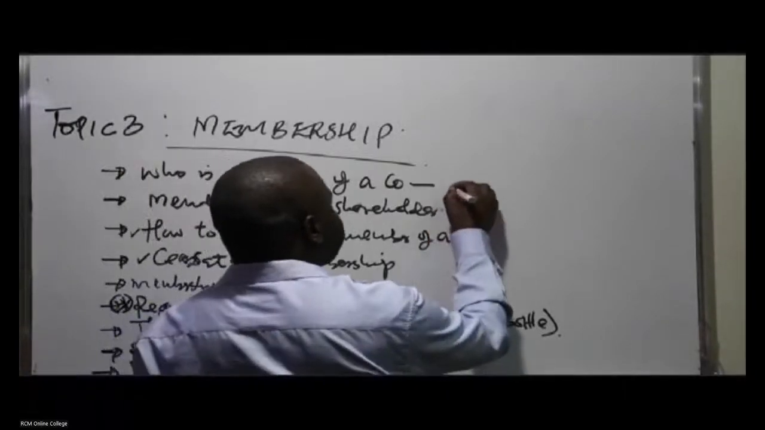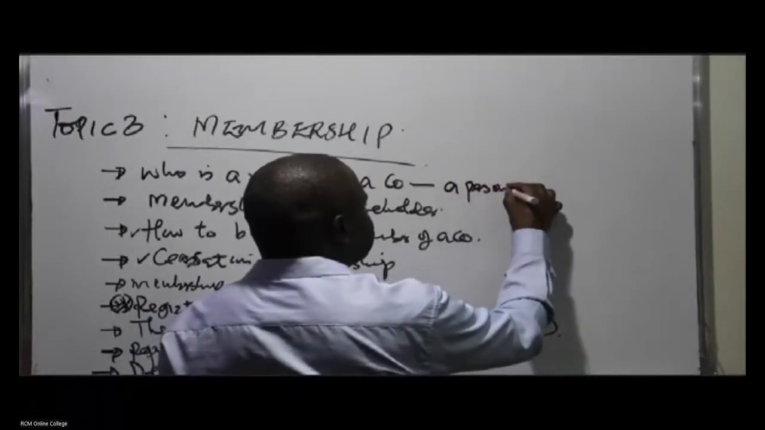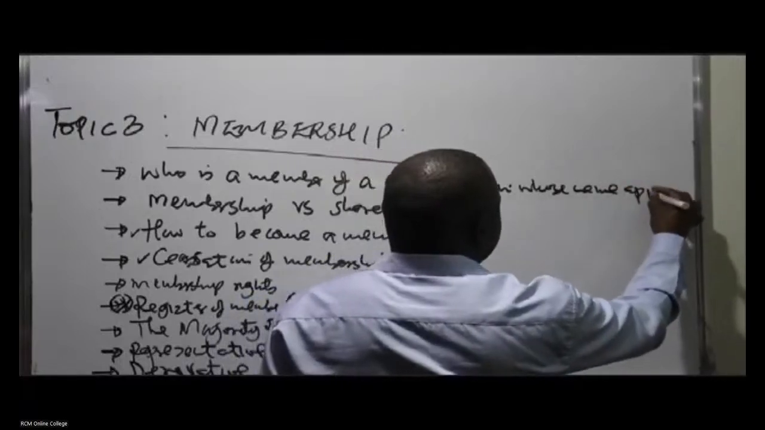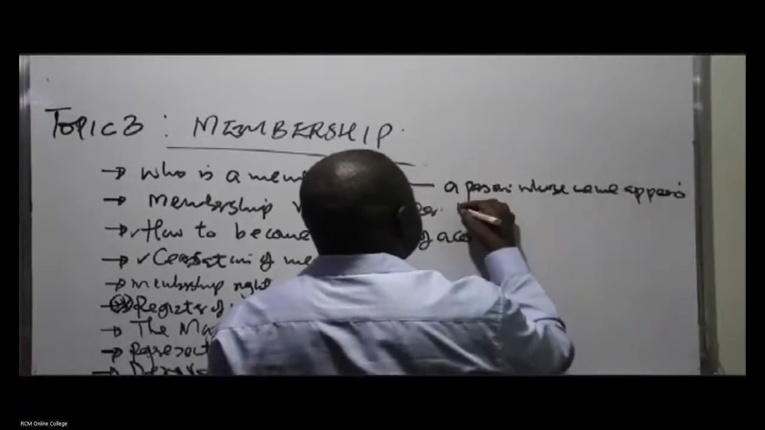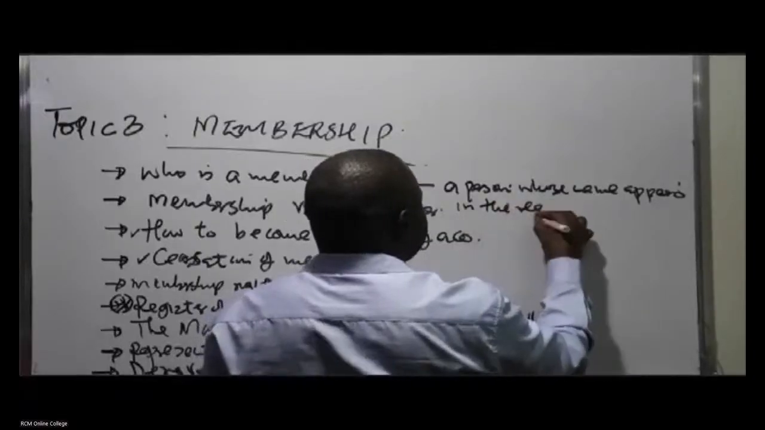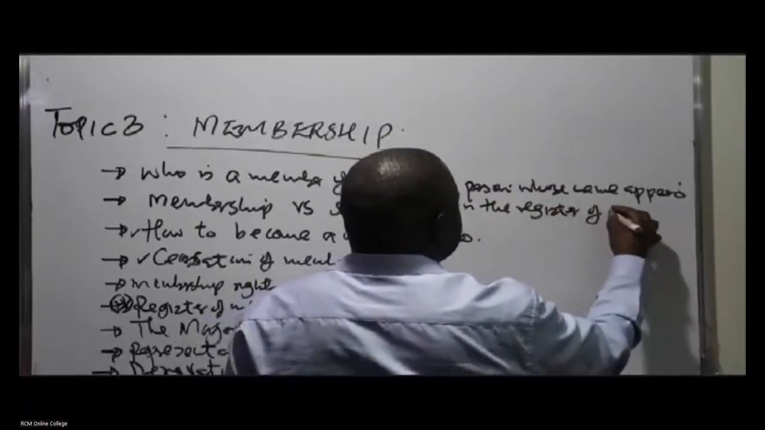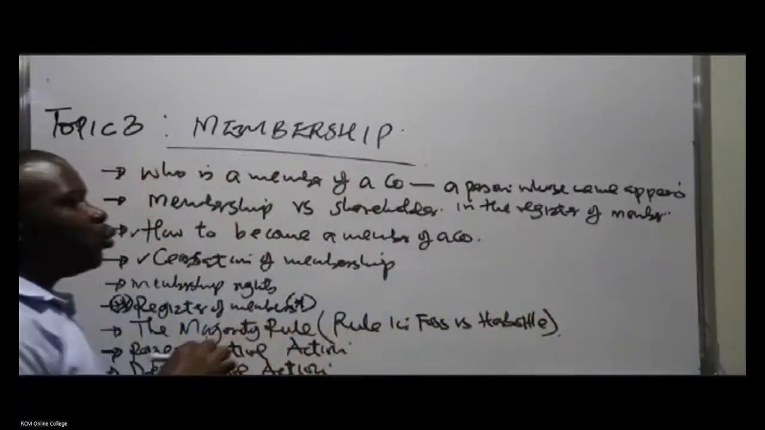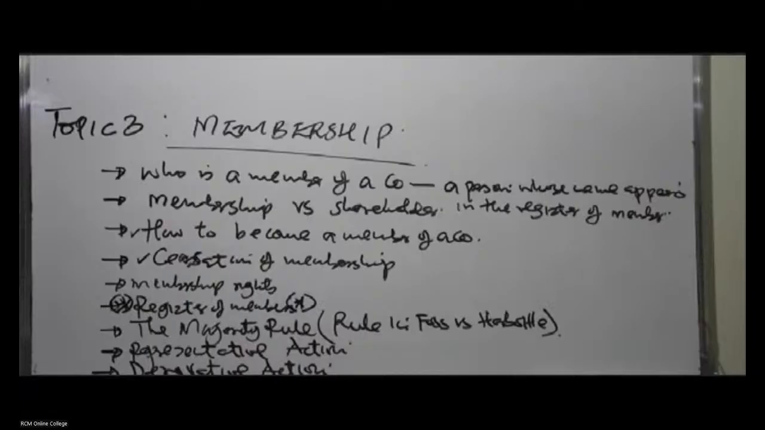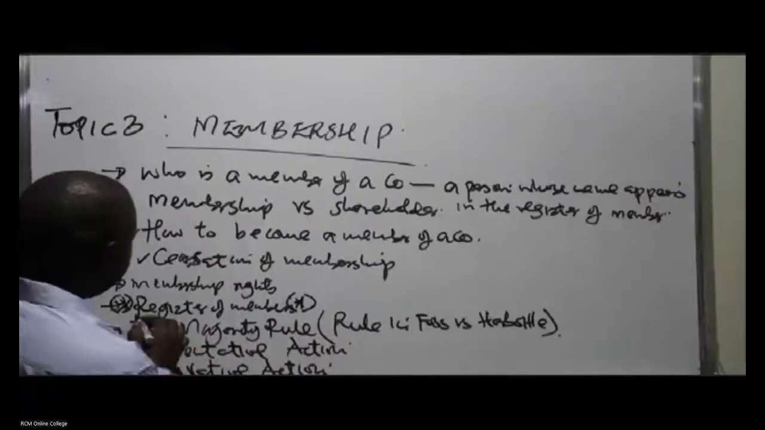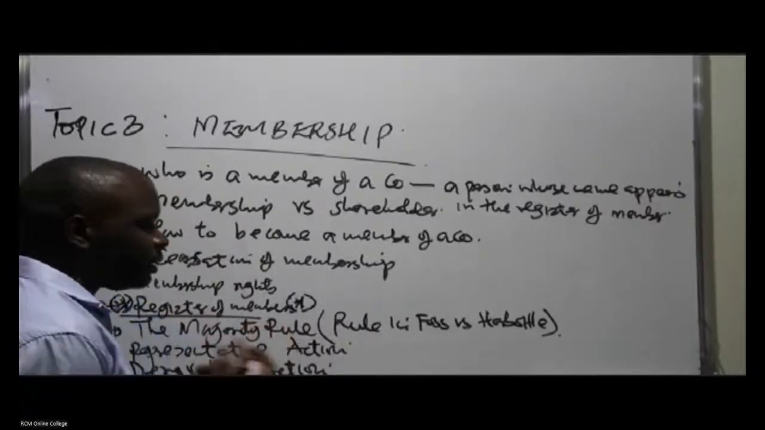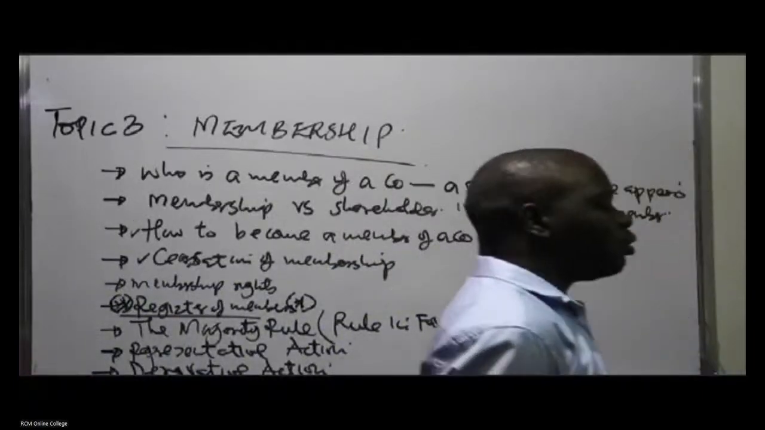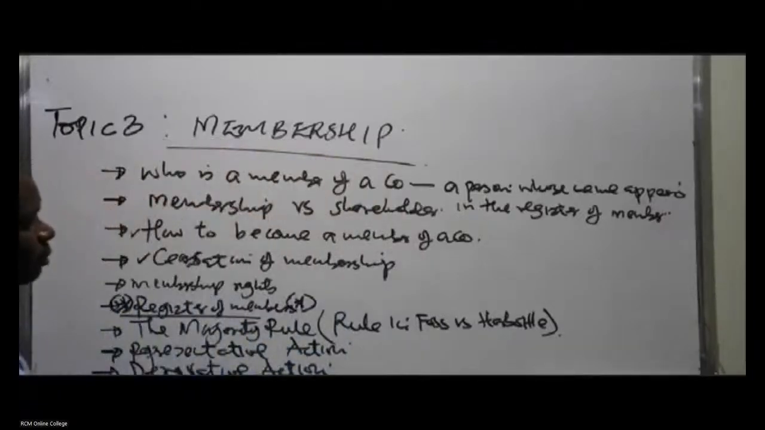So a person whose name appears in the register of members, we'll refer to this person as a member of the company. When you talk about a register of members, this is just a document found in the company listing who the members of the company are.